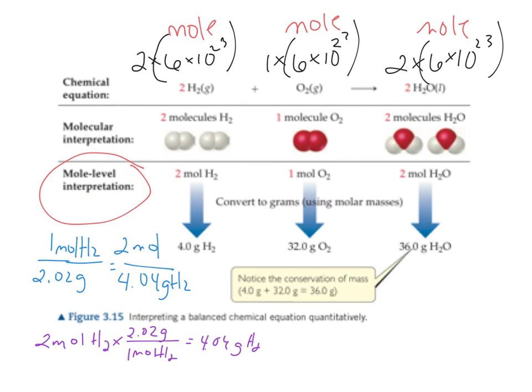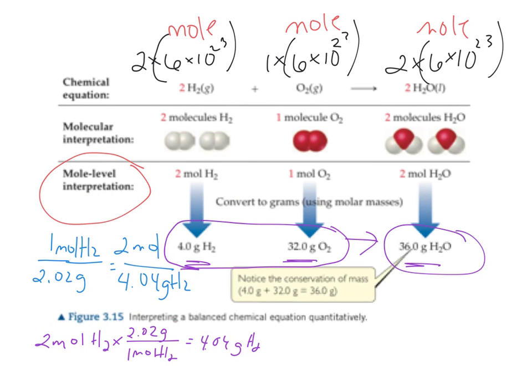We didn't know this at first, but I did this math down here. I cross-multiplied. 2 moles of hydrogen times the molar mass equals 4.04 grams. So 2 moles is equivalent to about 4 grams of hydrogen. 1 mole of oxygen in the same way will be equivalent to 32 grams of oxygen. And notice the conservation of mass here. Let's draw an arrow down here. 4 plus 32 is 36, so the mass of all of the reactants is equal to the mass of the products.